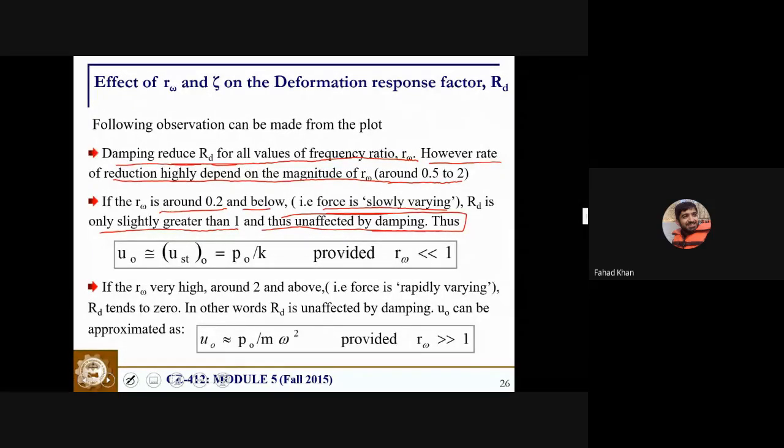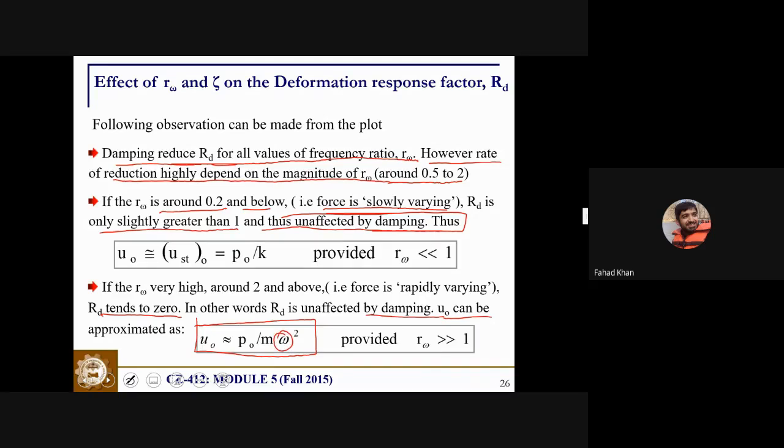If the R omega value is very high, around 2 and above, the force is rapidly varying. RD tends to 0. In other words, RD is unaffected by damping again, and U naught can be approximated as U naught is approximately equal to P naught divided by M omega square, where this omega is the ratio of the forcing frequency.